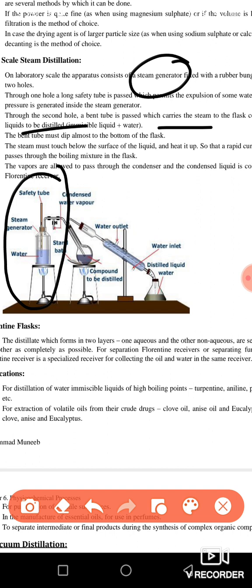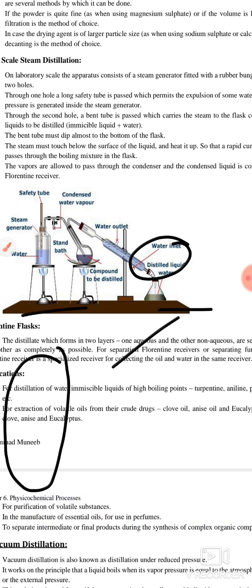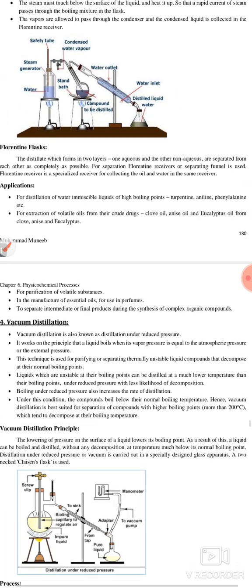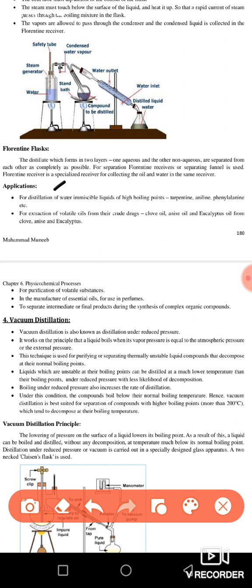Okay, the whole process which I have explained to you is discussed here, so I think it doesn't need to be repeated. Now at the last we will discuss the applications of this technique. Distillation of water immiscible liquids with very high boiling points can be carried out, and it is also used for crude drugs, for the separation of volatile substances, and for the separation of thermally unstable compounds such as aromatic compounds or other organic compounds. It is also used for the synthesis of complex organic compounds.